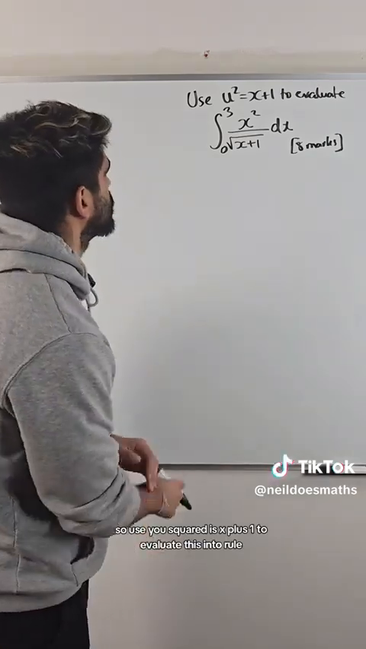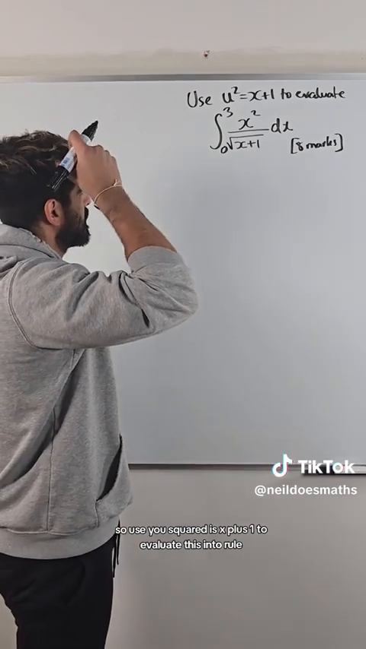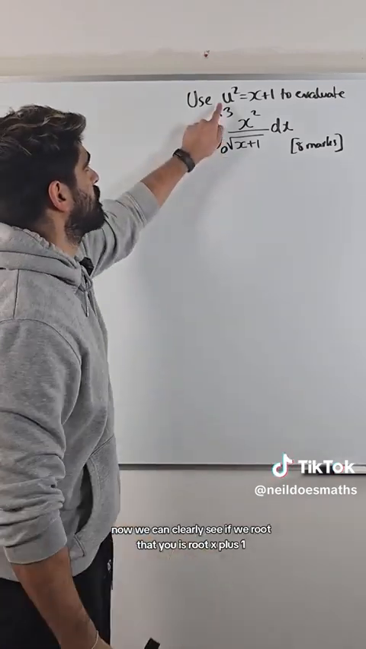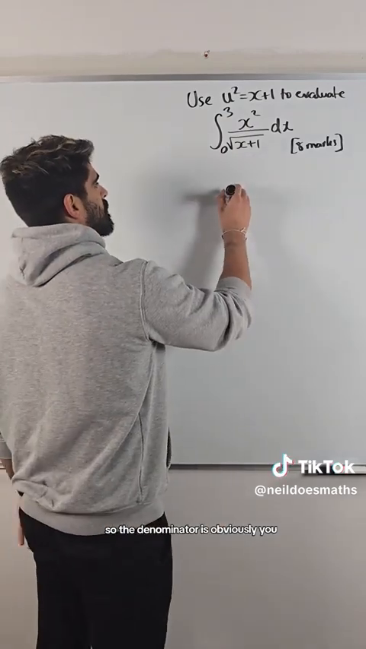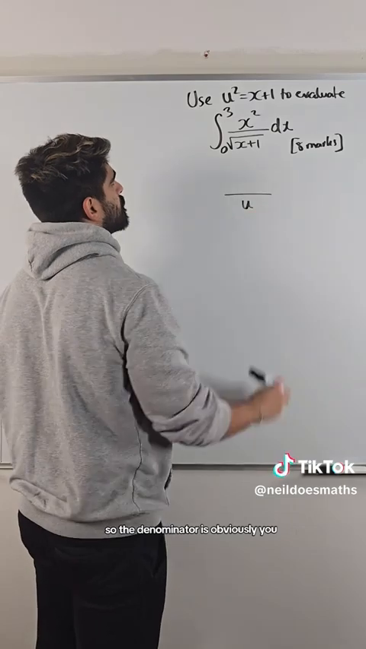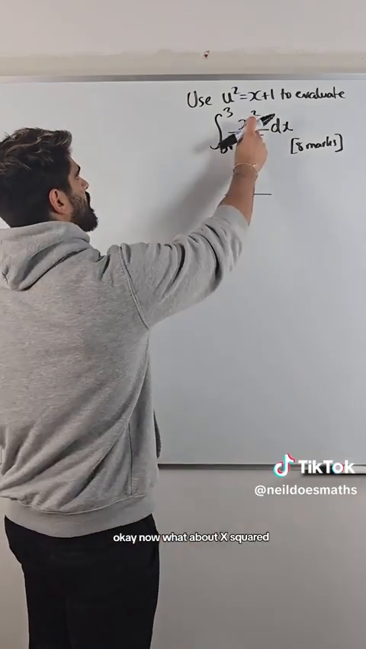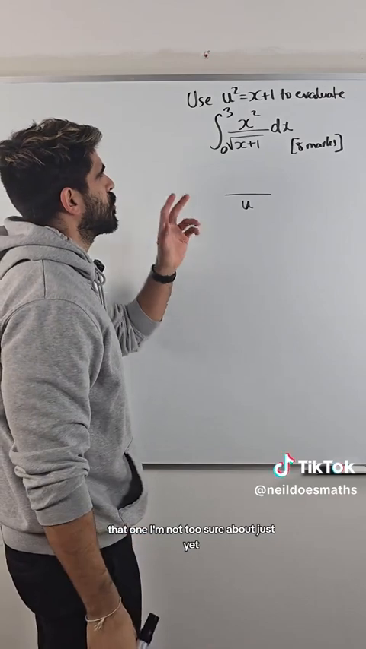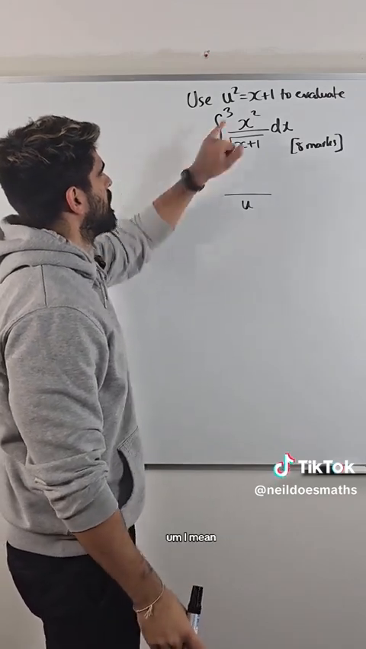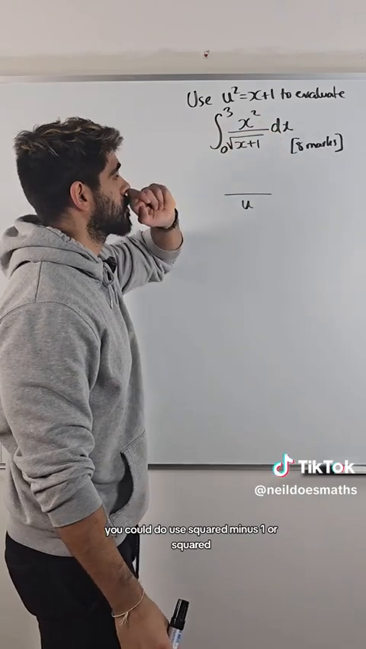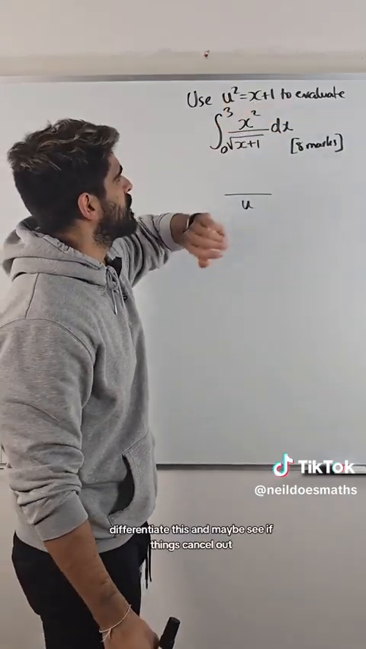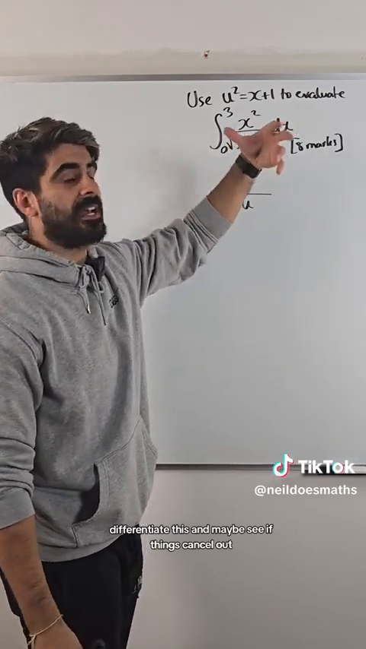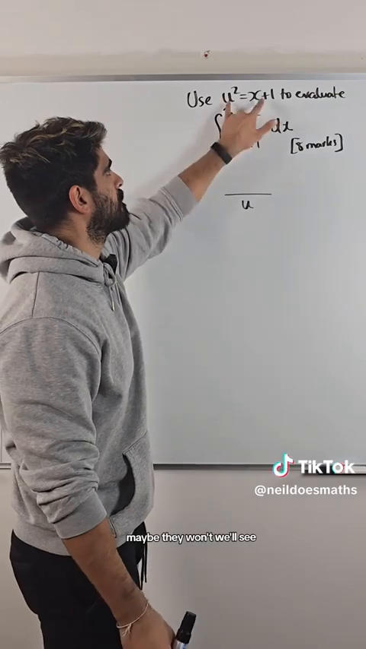So use u squared is x plus 1 to evaluate this integral. Now we can clearly see if we root that, u is root x plus 1. So the denominator is obviously u. Okay. Now what about x squared? That one I'm not too sure about just yet. I mean, you could do u squared minus 1 all squared. I'm just going to save it for now. Let's first differentiate this and maybe see if things cancel out. Maybe they won't. We'll see.